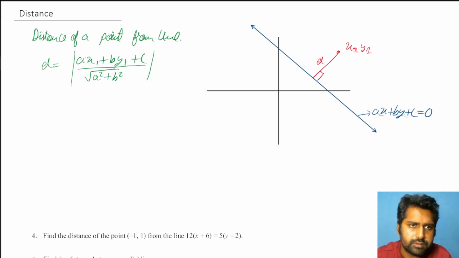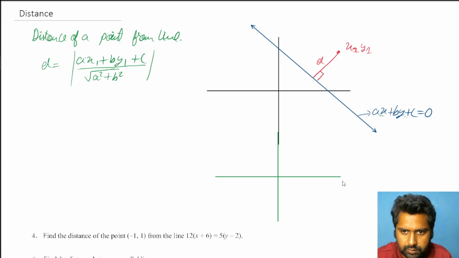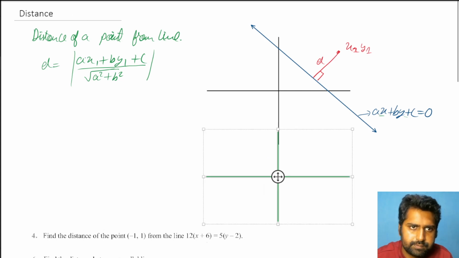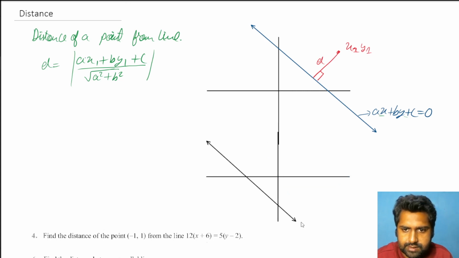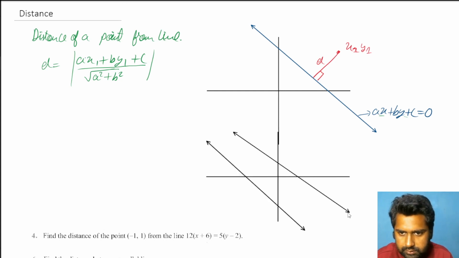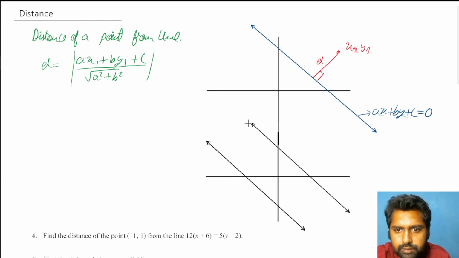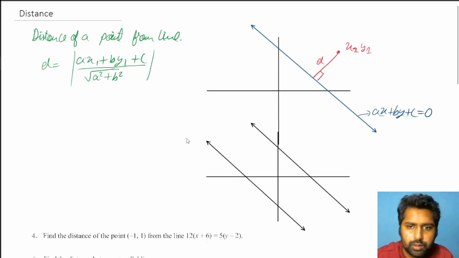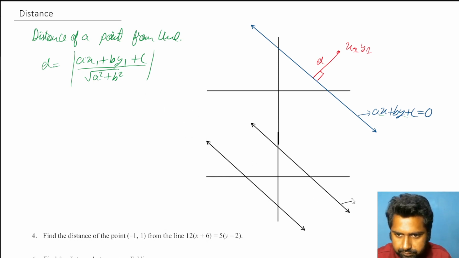And the denominator is the square root of a square plus b square, the coefficient of x and the coefficient of y in this line. Similarly, there is one more formula, that is regarding the distance between two parallel lines. So let's say this is one line, this is another line. They must be parallel, so let's make them parallel.